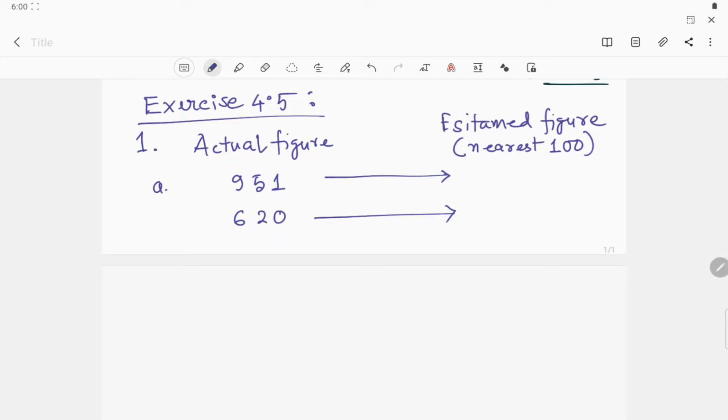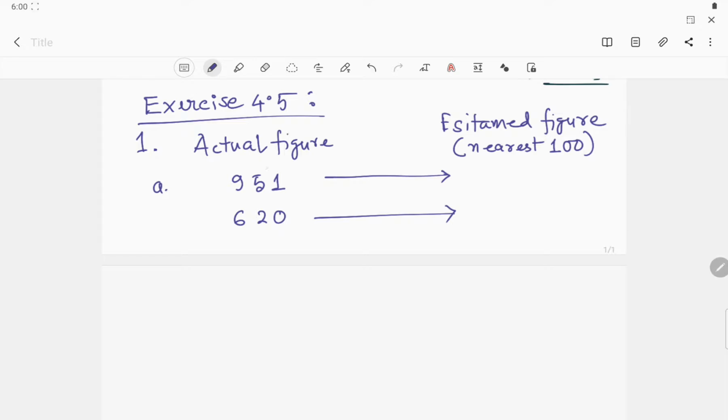In exercise 4.5, question number 1 says estimate the following difference to the nearest 100, right? So question number A, there are two numerals, and to find out the difference, the first one is 951 and the subtrahend is 620. So I said that first of all you have to estimate the figure, right? So when you are asked to find the estimate figure nearest 100, this is the 100 figure, right?